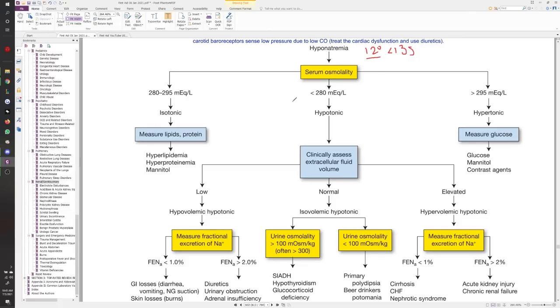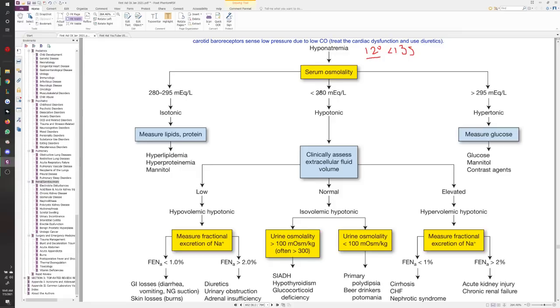So we need to figure out what the reason is. First thing we check is their serum solute concentration, because there's other solutes as well. Now, if their solute concentration is 280 to 295, which is normal, then that's isotonic. So now you need to measure lipids and protein. Okay, you need to measure lipids and protein, figure out what else is happening. How are they doing otherwise, right? Are they having some kind of hyperlipidemia? Do they have hyperproteinemia? What's the actual problem there?